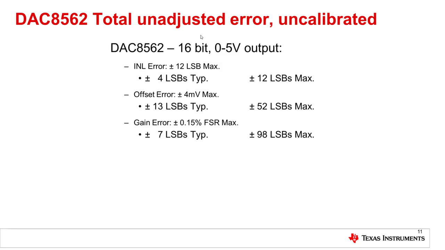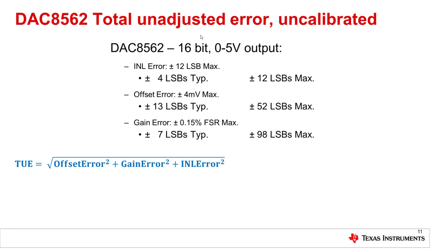Let's take a look at the DAC8562, which is a 16-bit 0 to 5 volt output DAC. Listed here are the INL, offset, and gain errors for the DAC8562, as listed in the datasheet for both typical and maximum values. Please note that we needed to convert the spec units into LSBs if it was not already specified that way.